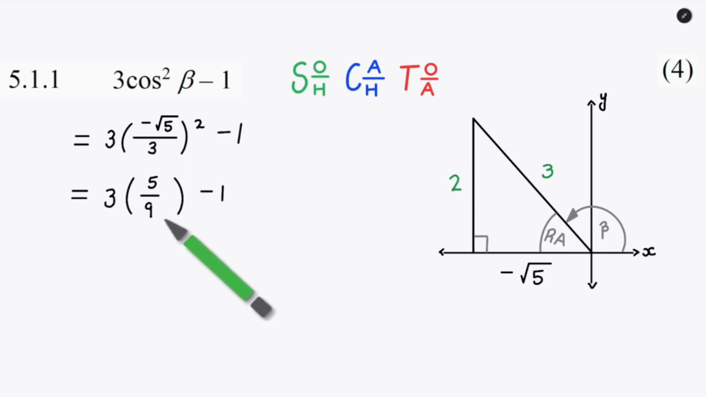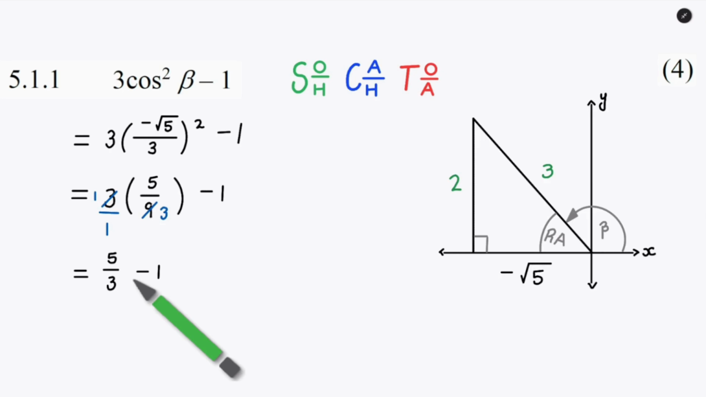Now we need to simplify. So we start that process off by putting this 3 over 1. We find the biggest number that can go into the top and the bottom. I can divide the top and the bottom by 3. So 9 divided by 3 will give me 3. And 3 divided by 3 will give me 1. And now I just do top times top and bottom times bottom to get my new fraction over here to be 5 over 3. And this whole time the minus 1 just chills on the outside.